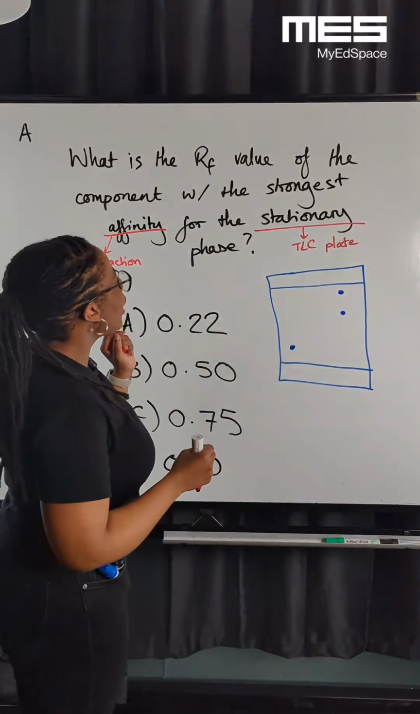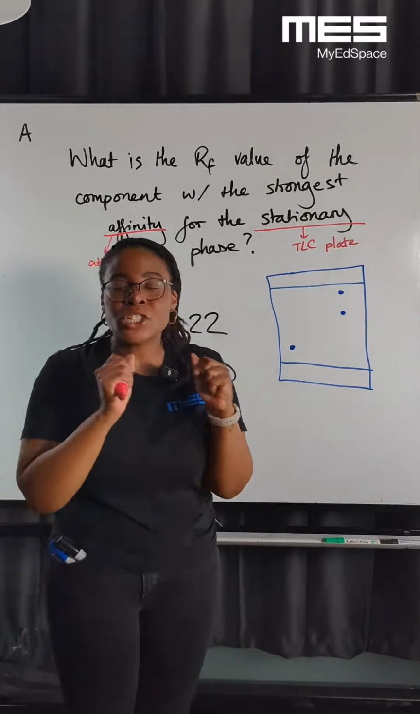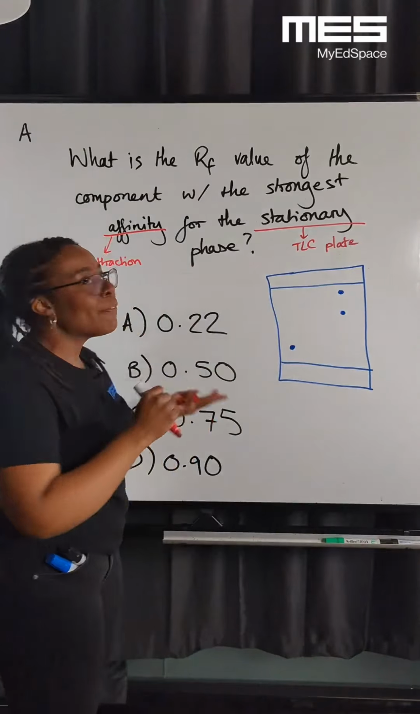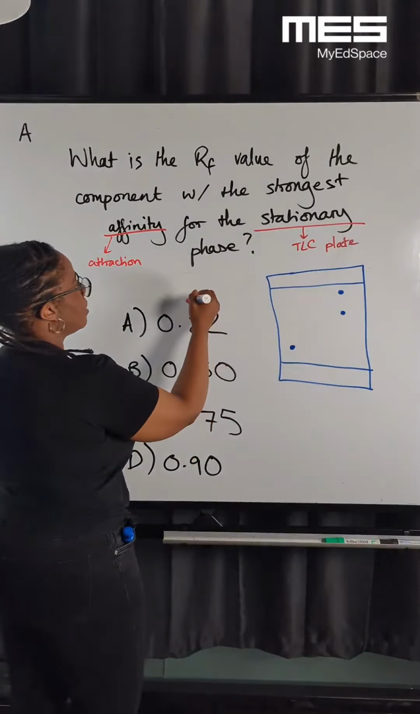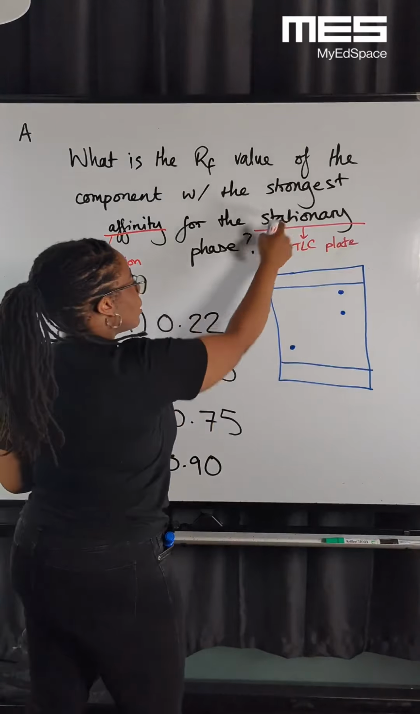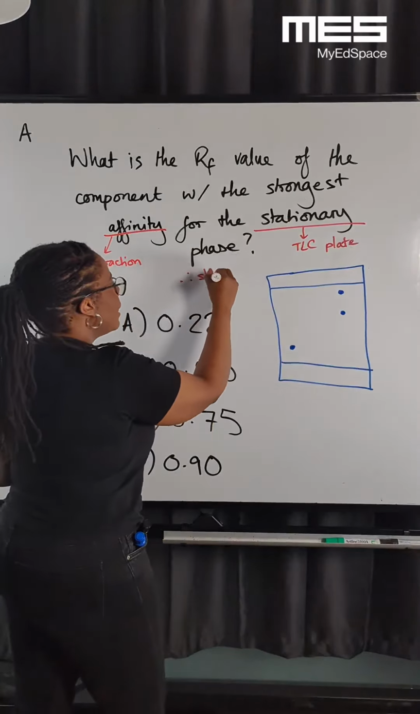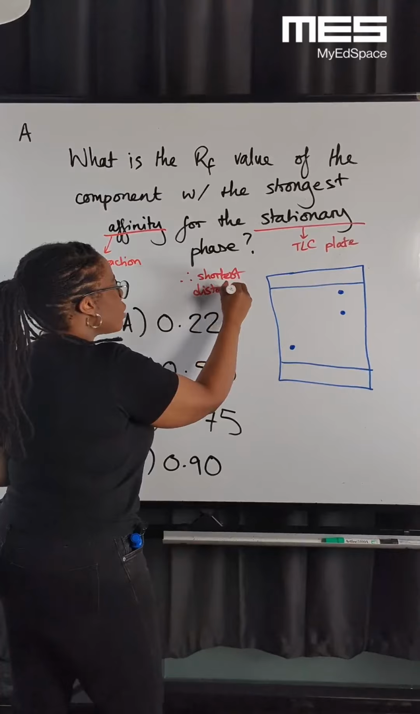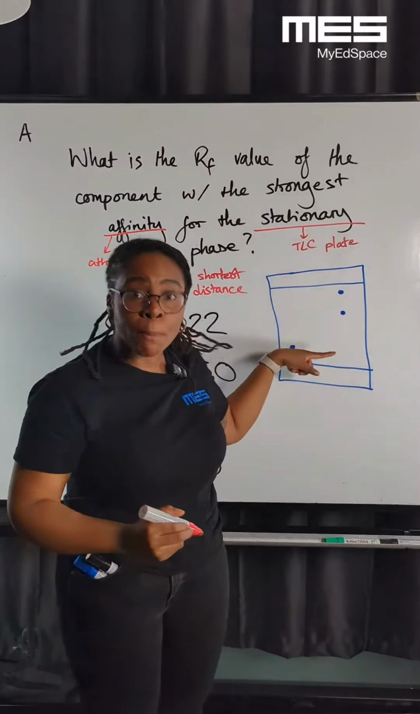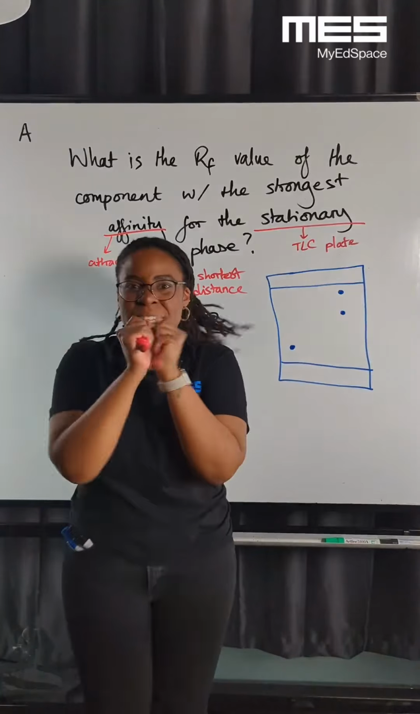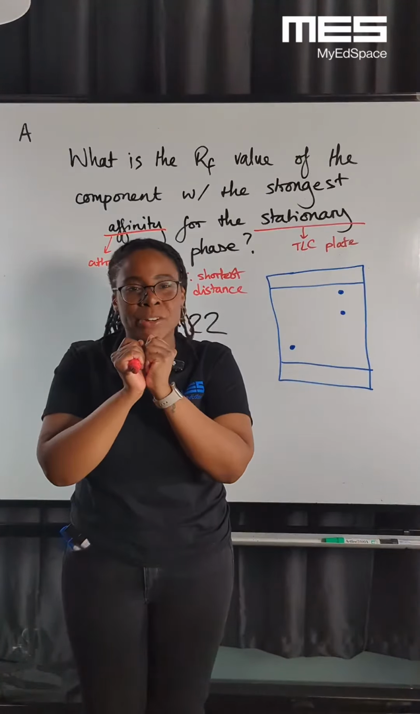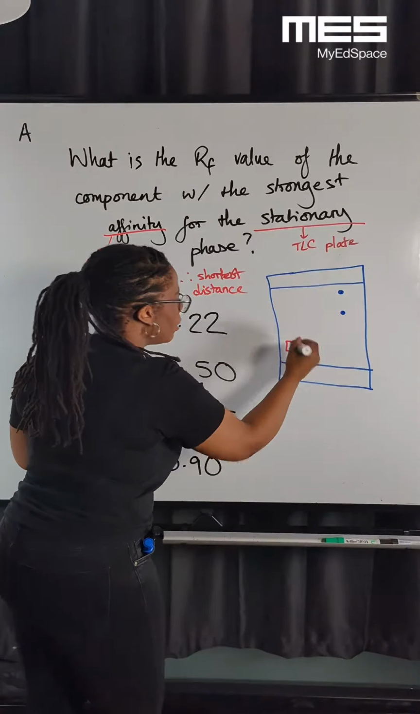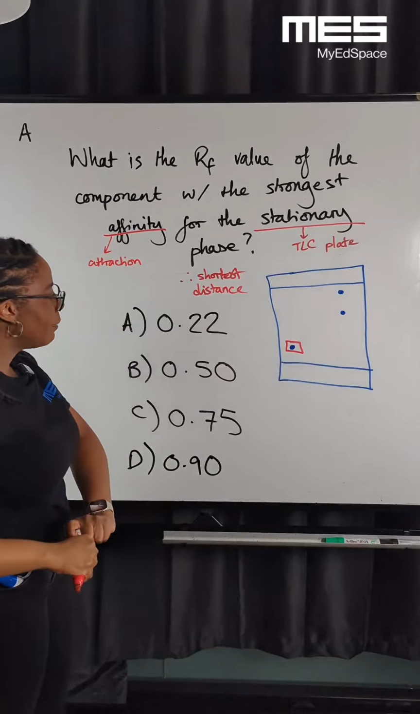Okay, so if we've got the strongest affinity for the stationary phase, the part that's not moving, that means it's going to travel the shortest distance, right? Strongest attraction to the part that's not moving, therefore the shortest distance traveled, because it's not going to travel as far with the mobile phase, the solvent. Instead, it's going to stick onto that stationary phase and not move quite so much. So this clearly is the component with the strongest affinity for the stationary phase.